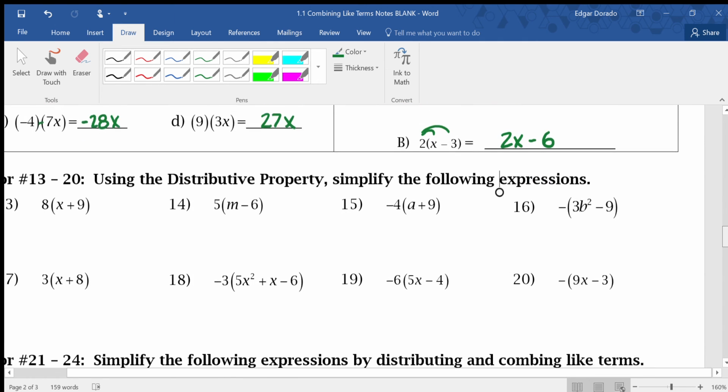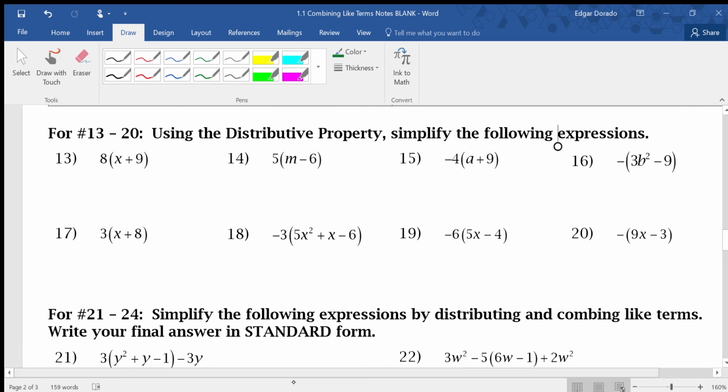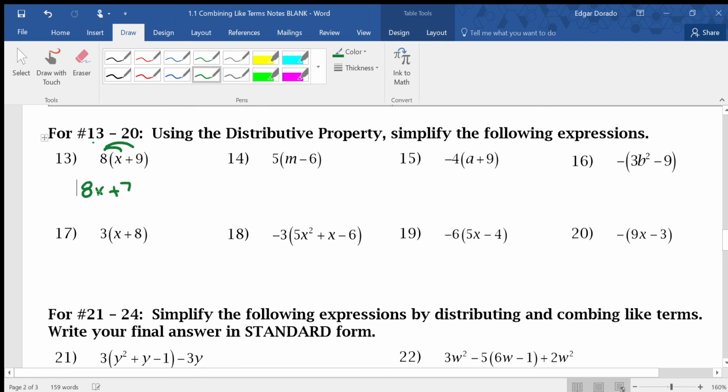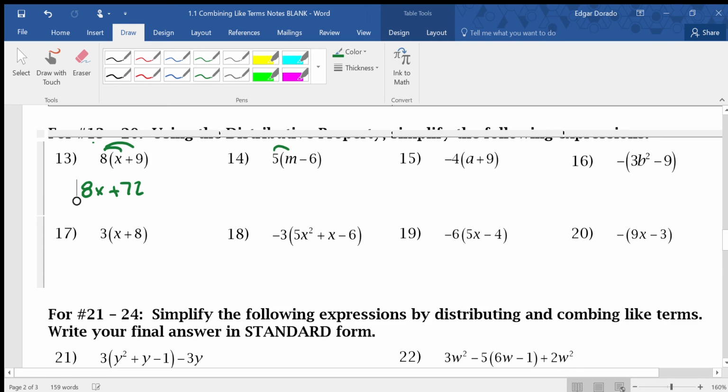Okay. So let's go ahead and put that to practice a little bit and do 13 through 16 together, and then I'm going to let you do 17 through 20 on your own. Alright, so distribute that in here. We get 8x plus 72. 5 times m is 5m minus 30. Okay. Negative 4 times a is a negative 4a. Negative 4 times 9 is a negative 36.